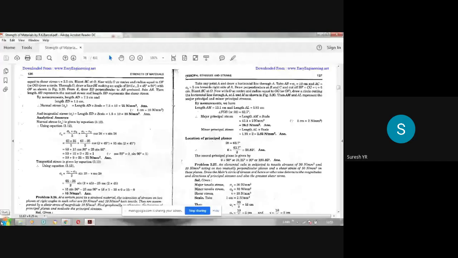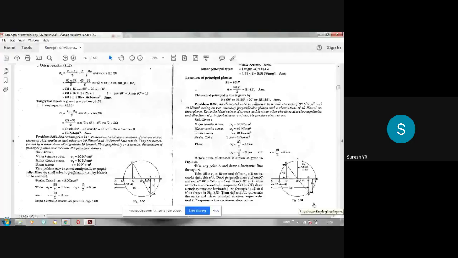So another problem, let us check here. An elemental cube is subjected to a normal stress of 30 and 10, and shear stress 10. Draw the Mohr circle of stresses and find the magnitude and direction of principal stresses and the greatest shear stress. Greatest means maximum shear stress. You can do it by the Mohr circle method, then you can check it by the analytical formula also.